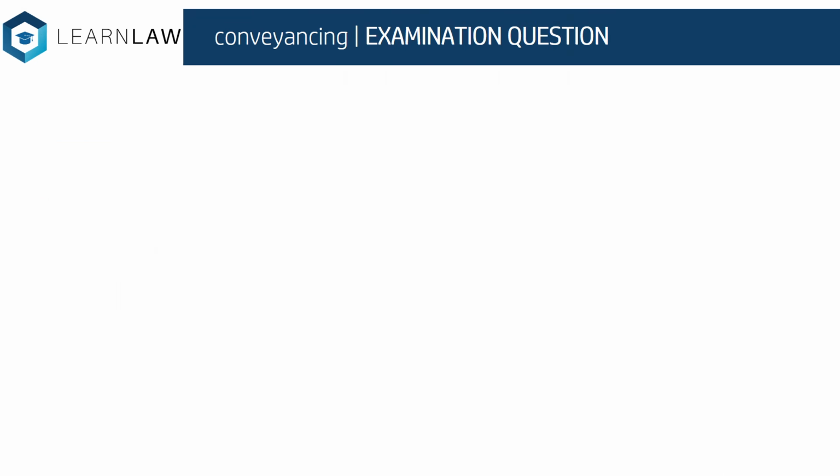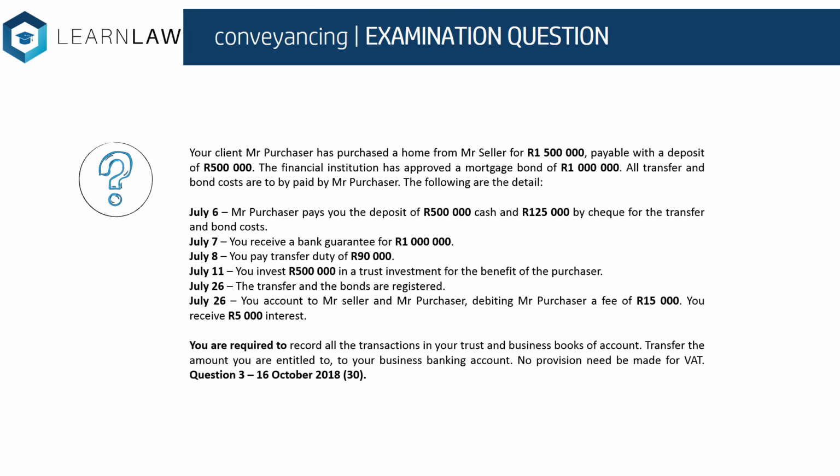Let's take a look at an examination question. Your client, Mr. Purchaser, has purchased a home from Mr. Seller for 1.5 million rand, payable with a deposit of 500,000 rand. The financial institution has approved a mortgage bond of 1 million rand. All transfer and bond costs are to be paid by Mr. Purchaser.